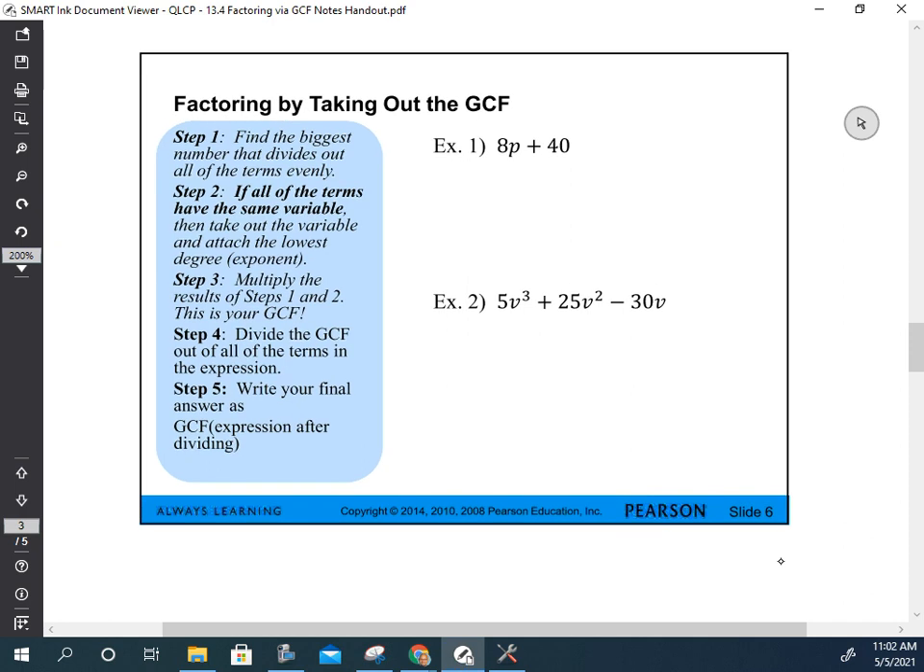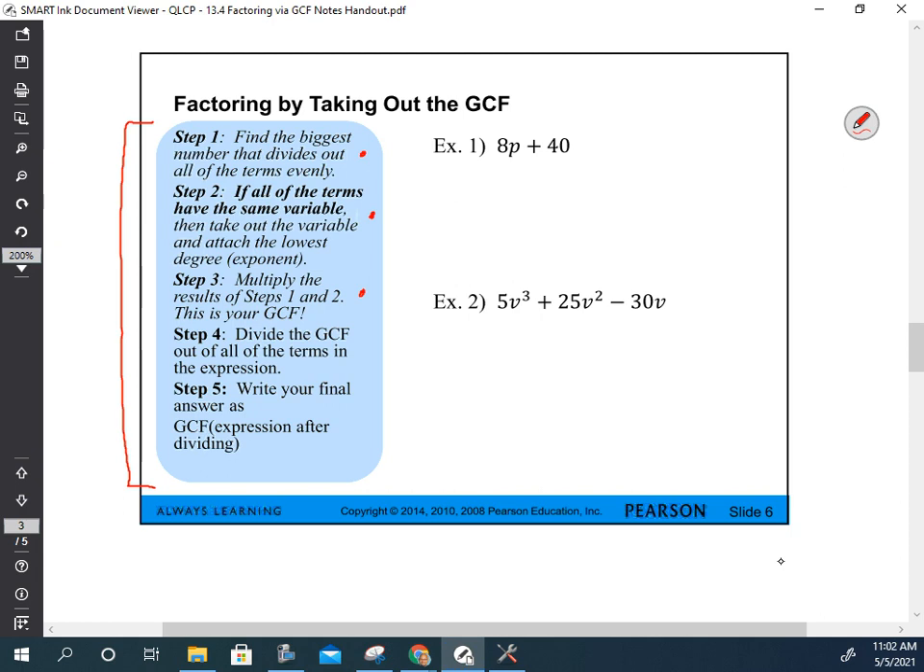All right, so let's start factoring. The steps along the side are the step-by-step approach of how to factor. Steps 1, 2, and 3, we've already been doing.